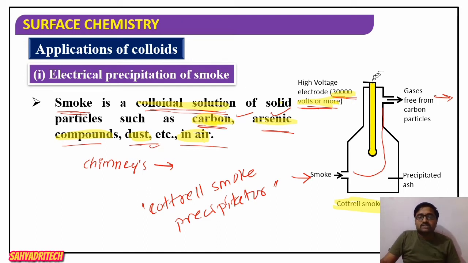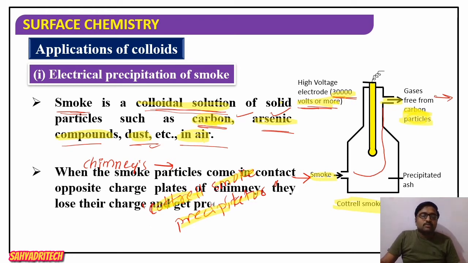The gas which comes out of the outlet of this precipitator is free from those charged particles, or carbon particles. It contains only molecules, not any kind of charged particle. So it is possible to remove the charged particles from smoke with the help of a Cottrell electrical precipitator. So it becomes one of the applications of colloids. What is the concept here? Coagulation, or precipitation, of colloidal particles takes place. This is one of the applications, electrical precipitation of smoke. When smoke particles come in contact with the oppositely charged electrodes placed in a chimney, they lose their charge and get precipitated.